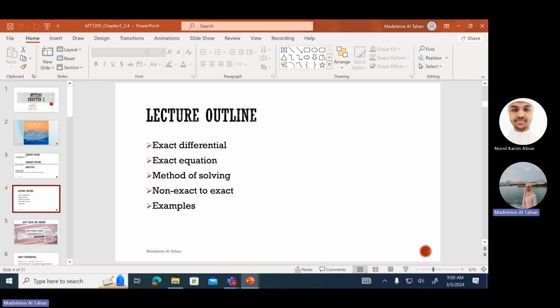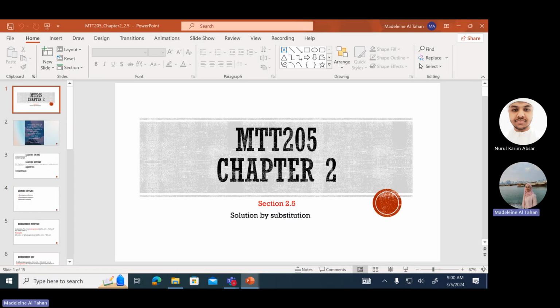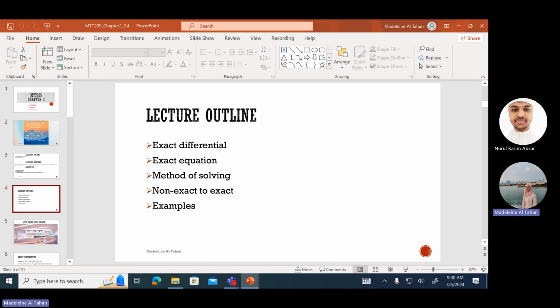And after we finish, we will go into section 2.5, in which we will talk about solution by substitution. We will discuss homogeneous ODE, and we will also discuss Bernoulli's equation. We will find out what we mean by exact differential equation.